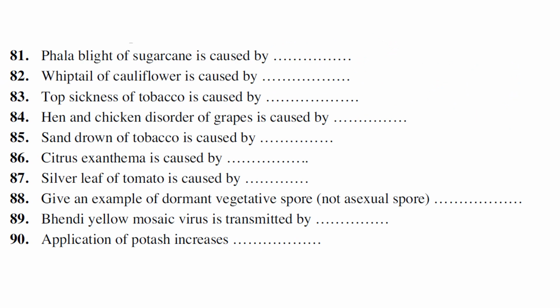Pahala blight of sugarcane. So now they are asking just nutritional disorders. Okay, so Pahala blight of sugarcane is caused by manganese deficiency. Whiptail of cauliflower, very very important, molybdenum deficiency. Top sickness of tobacco, right? So top sickness of tobacco, boron deficiency.